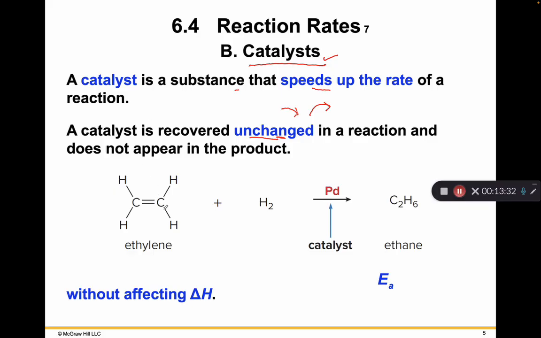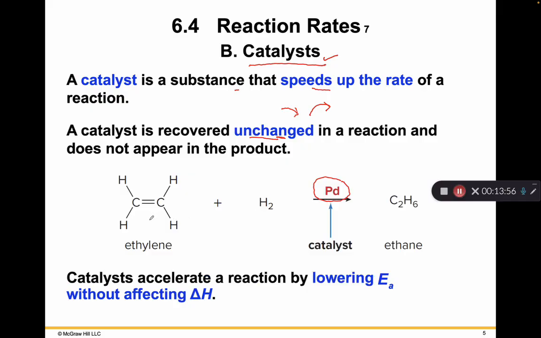Let's see with an example here. This is a reaction of an organic molecule that you will learn in 1152, the second series of that. Here we have a reaction where we are using the metal palladium as a catalyst. If we want to do this reaction of ethylene, the CH2 double bond CH2 molecule, and add hydrogen to it, without a catalyst this reaction is quite slow.